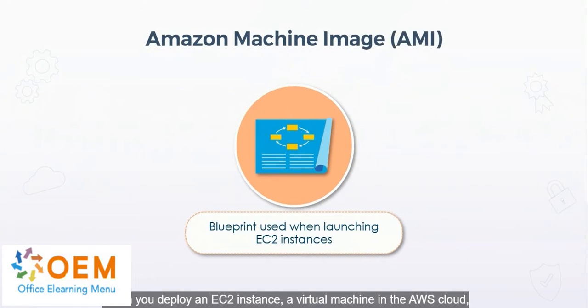When you deploy an EC2 instance, a virtual machine, in the AWS cloud, it must be based on an Amazon machine image or an AMI. Now, this is true regardless of how you're deploying that instance, whether it's through a CloudFormation template, command line tools, or the GUI. So you could think of the AMI then as being a blueprint or a template that is used to launch an EC2 instance.